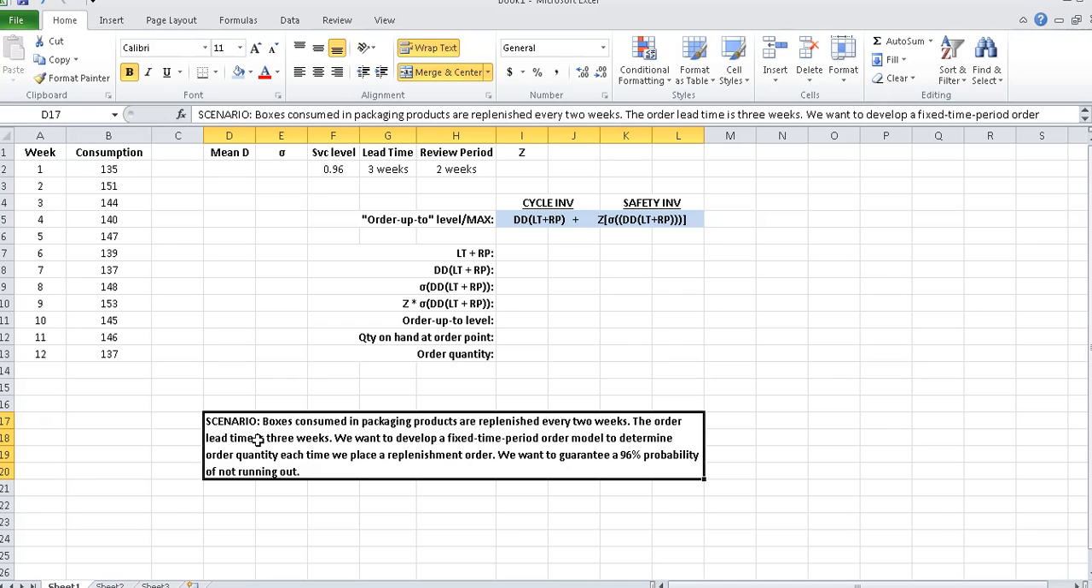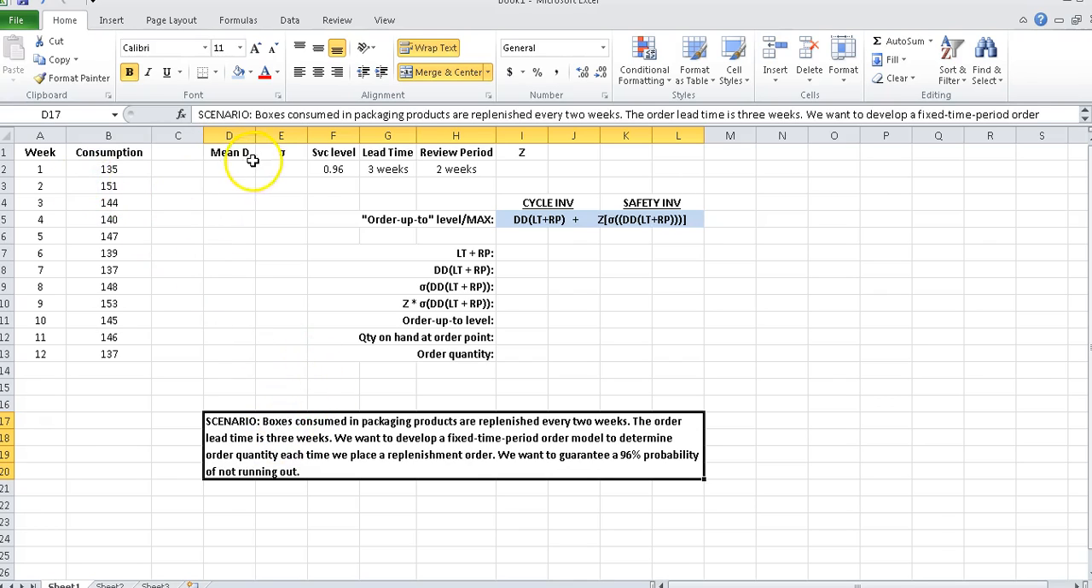And we need to develop a fixed time period model that determines our order quantity to tell us how much we order every time we place that order to replenish. We want to guarantee a 96% probability of not running out. This is our service level, or our in-stock probability. By definition, that means that we have a 4% tolerance for out of stock. In each order cycle, there will be a 4% probability that we will run out before our replenishment order comes in.